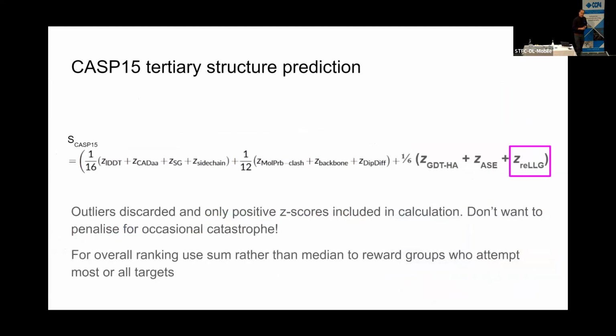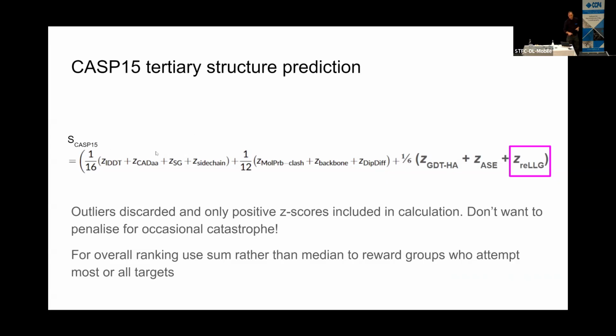So one of our jobs at CASP15 was to rank groups according to how well they did in structure prediction. So we need a score defined that we're going to use to do that ranking with. We tweaked the existing score slightly. This is the way CASP works. The scores change slightly with time. So we took the CASP14 score and we added in, as you can see, the RELLG, which many of you will know is Randy Read's coordinate-based method to predict the usefulness of the model with respect to crystallography and molecular replacement.